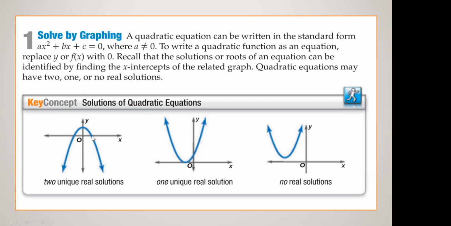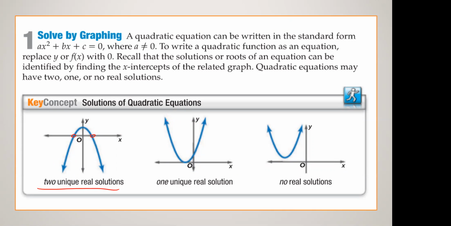Because these are quadratic, they're all going to be a parabola. The graphs should all make this shape. If your parabola crosses the x-axis 2 times, then you're going to have 2 unique real solutions, because the solution is anywhere that the parabola crosses the x-axis.